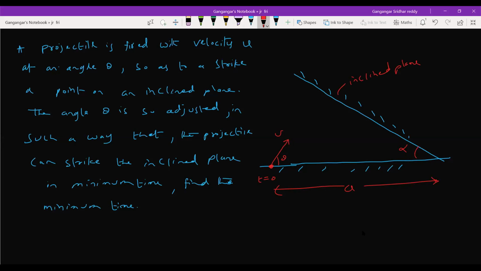Okay, what all is given? U, theta, alpha, and the distance a. Read the question and try to get the trajectory first, and see what you can do after this.